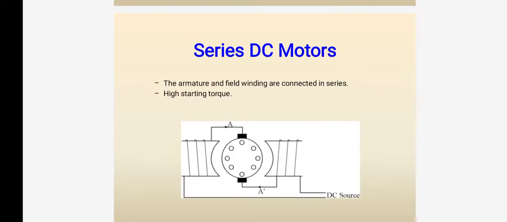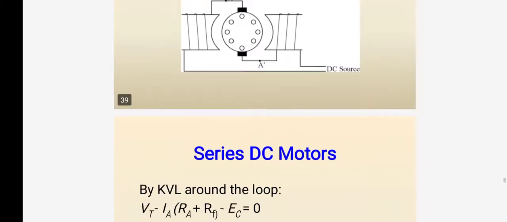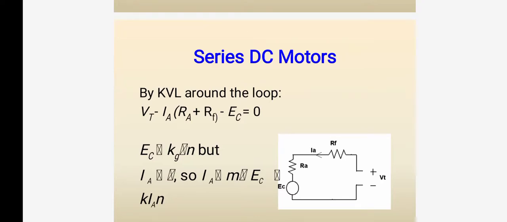Then we can go for the series motor. The armature and field windings are connected in series. It has high starting torque. For a series DC motor, by Kirchhoff's voltage law around the loop, Vt minus Ia (Ra plus Rf) minus Ec equals 0. Ec equals Kg phi n, but Ia is directly proportional to flux, so phi equals Km Ia, so Ec equals K Ia n.